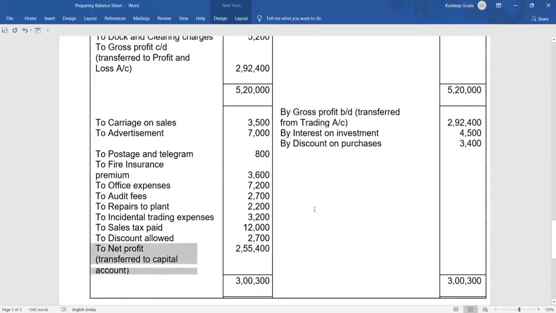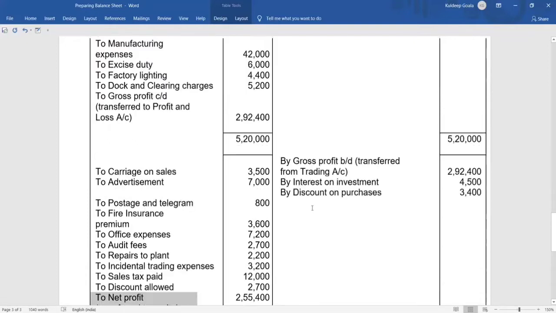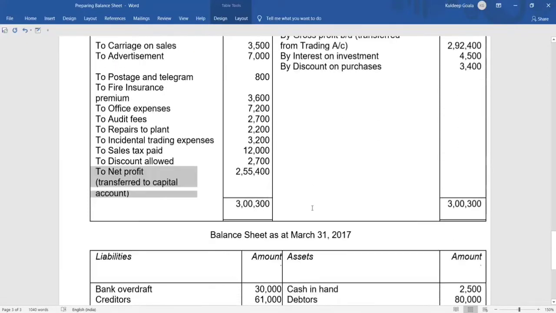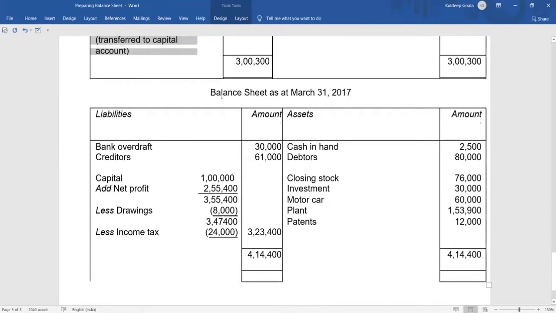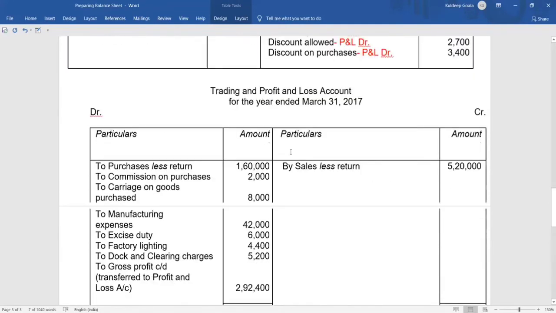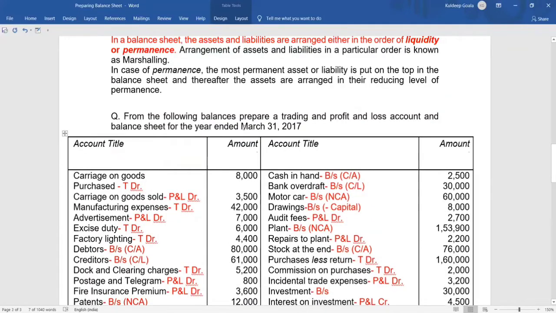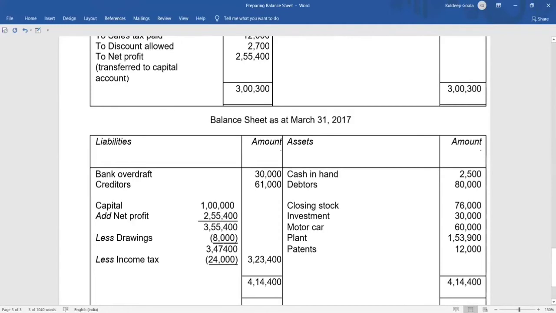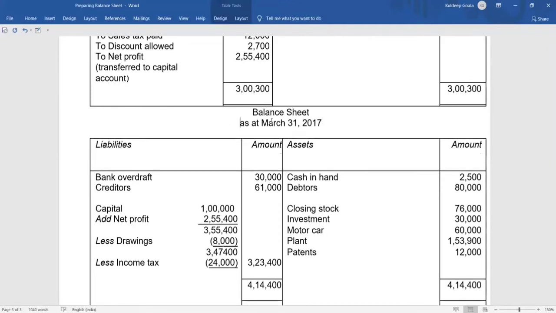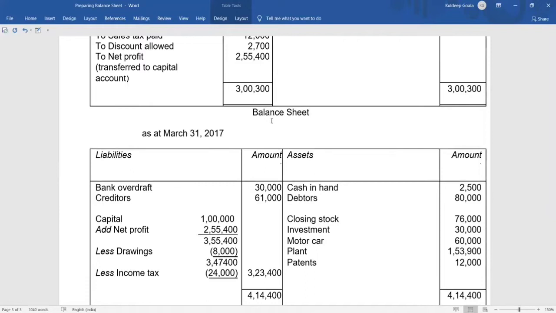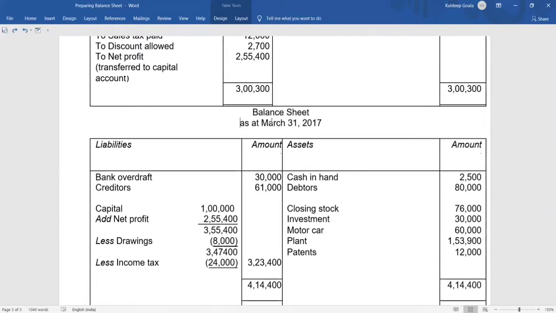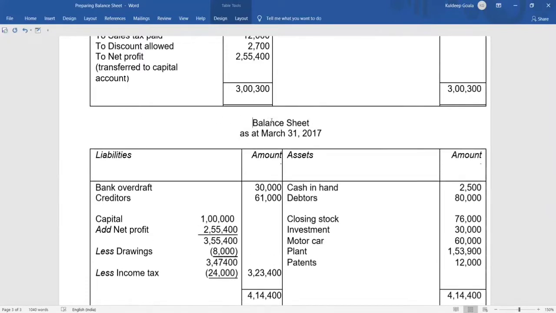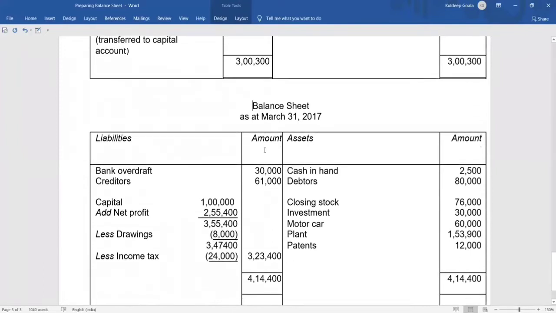And where is the capital account? In the balance sheet. That means we are going to prepare the balance sheet now. So here is the balance sheet. Balance sheet as on 31st March 2017. That is the year ending. You can see the year ending, it is 31st March 2017. So you have to prepare the balance sheet as on 31st March 2017. Okay. Now let's start.